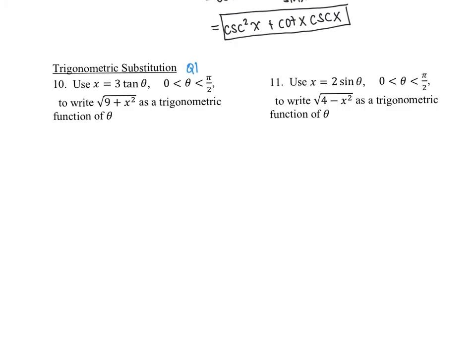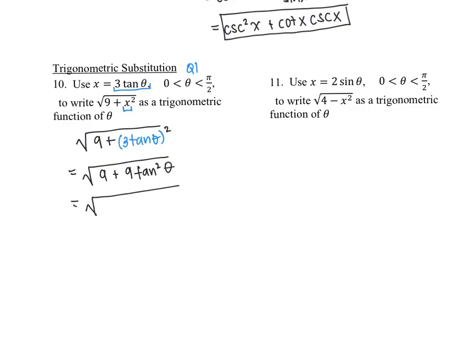Okay, so since it says x equals 3 tangent theta, where the x's, I substitute in 3 tangent theta. 9 plus, instead of x, 3 tangent theta squared. Okay, and then we're going to simplify this. 9 plus 3 squared is 9 tangent squared theta. I can see that nice little 9, so I'm going to go ahead and factor it out. And then I'll substitute it first.